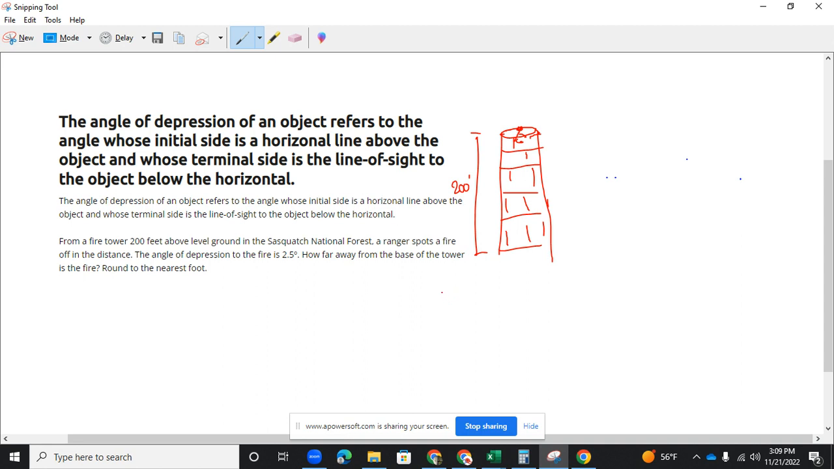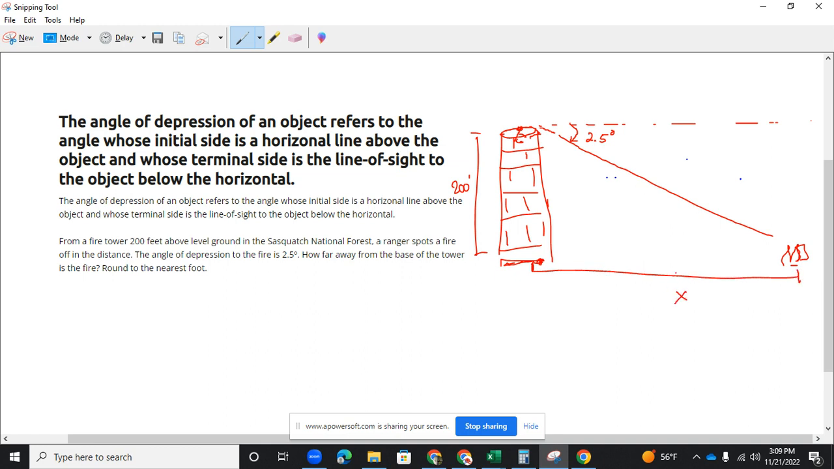The angle of depression is 2.5 degrees. And there is this fire right here, seen from a distance, and this is his horizontal line of sight, and he's looking at the fire right down there, and this angle is 2.5 degrees. That's the angle of depression. How far from the base of the tower? This is the base of the tower. How far is the fire? So basically we're asking for how far it is, all the way here.